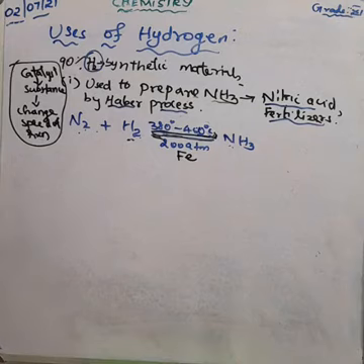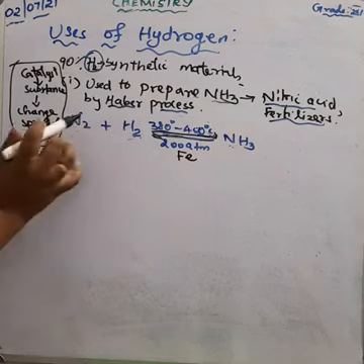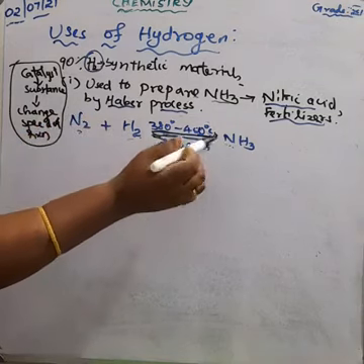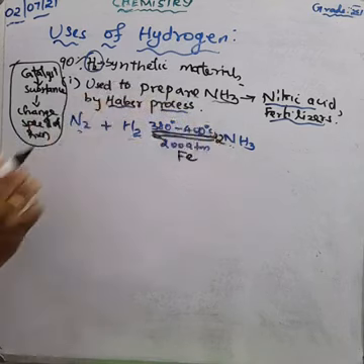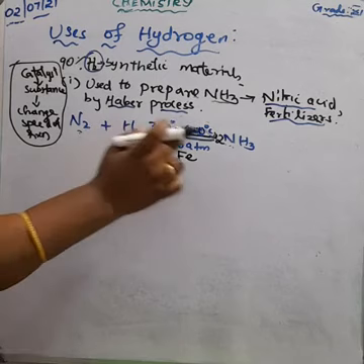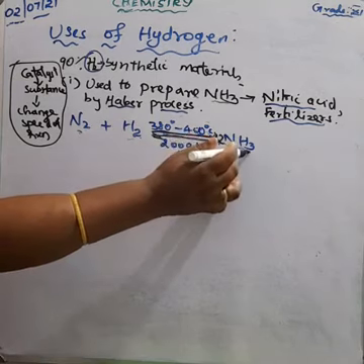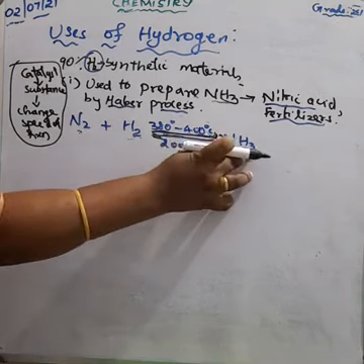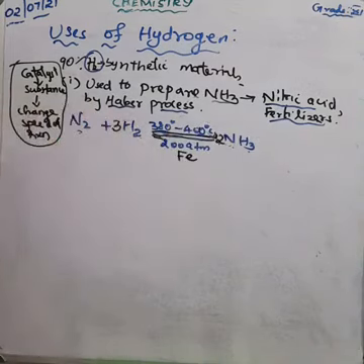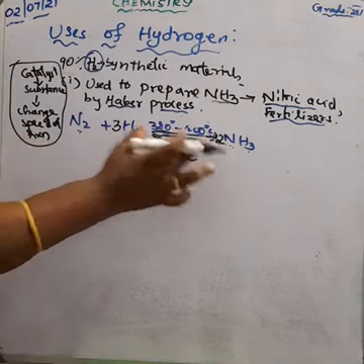We have to balance the equation here. Nitrogen has two atoms, but here only one, so we make it 2. Now hydrogen: here 2 hydrogen atoms, but here 2 into 3, 2 threes are 6 hydrogen atoms. So we have to make this 3. So 3 twos are 6. Understood? These are about the preparation of ammonia by the Haber process.